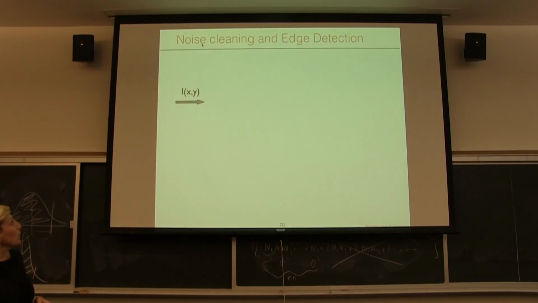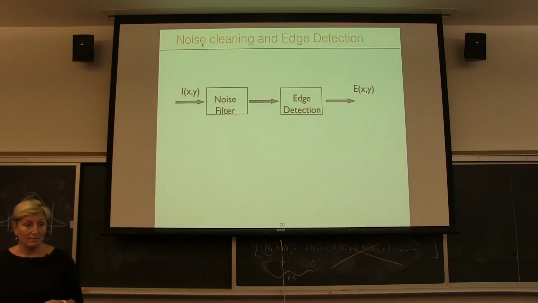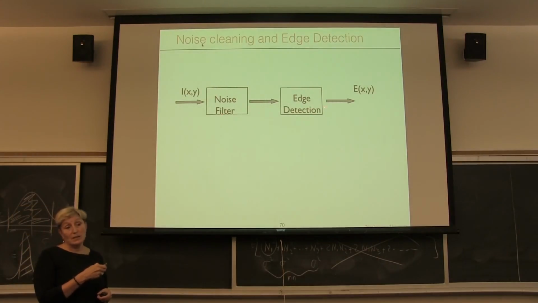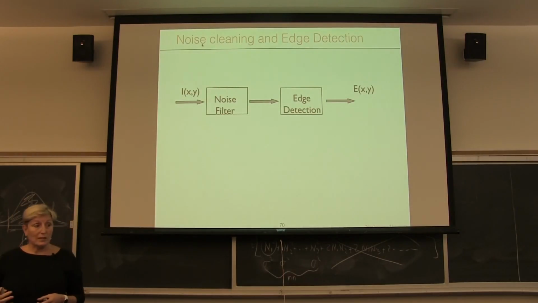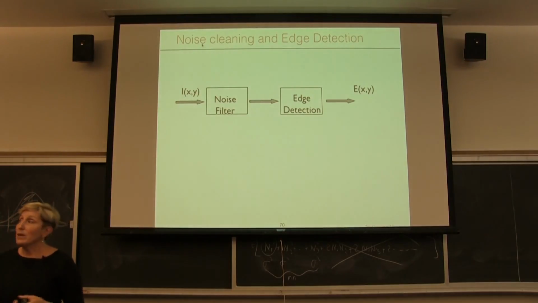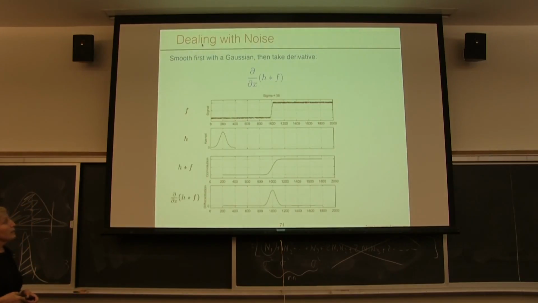So what we're going to do is clean and then do edge detection, okay? And here's where it pays to use a linear noise cleaning, right? Because if this is linear and this is also linear, the combination is also linear. And so instead of having to apply 2 filters, one after the other, what I can do is design a filter that does both jobs at the same time. Okay? Here is how we do it.